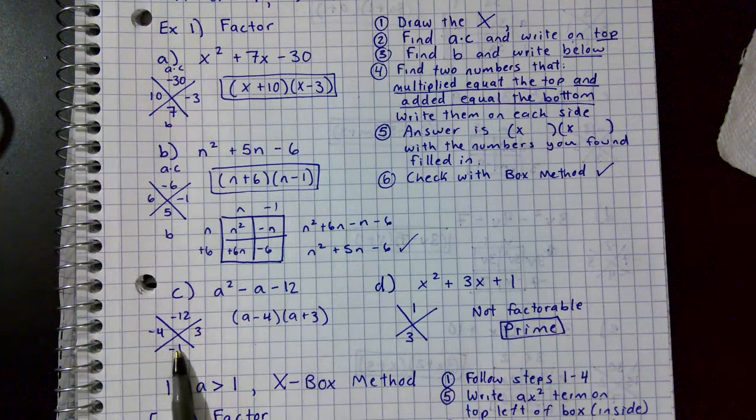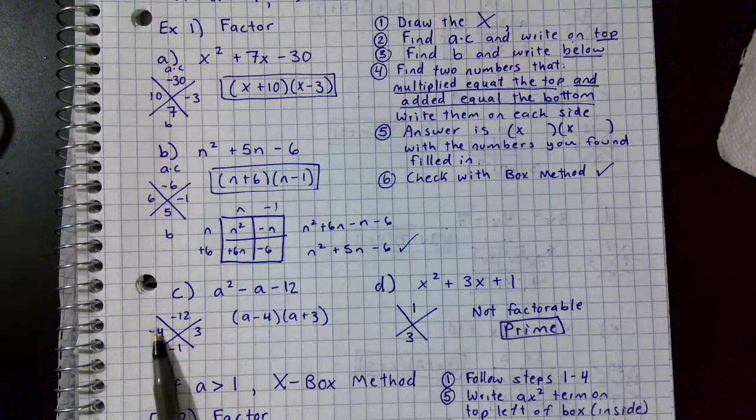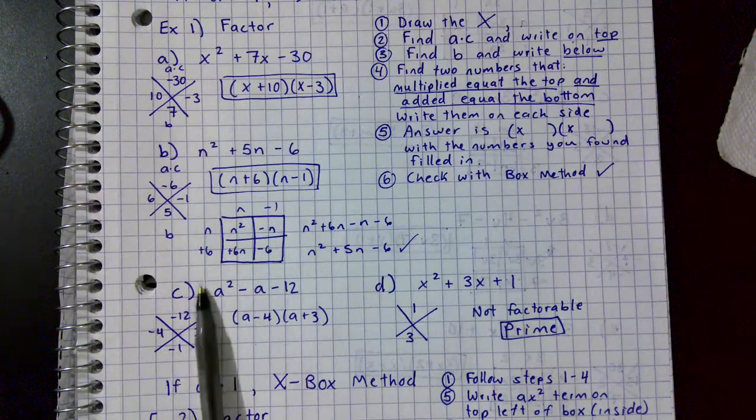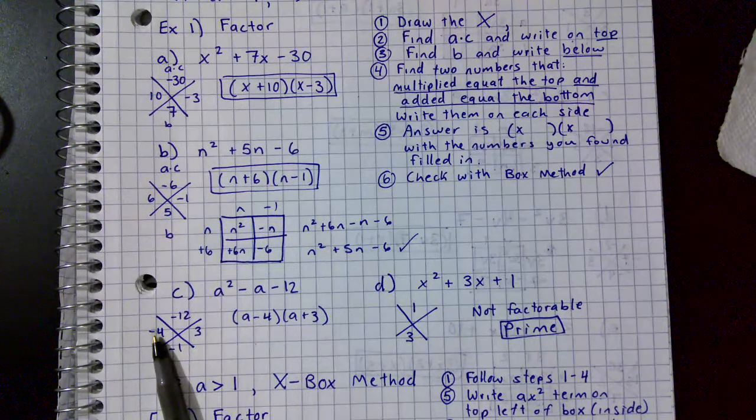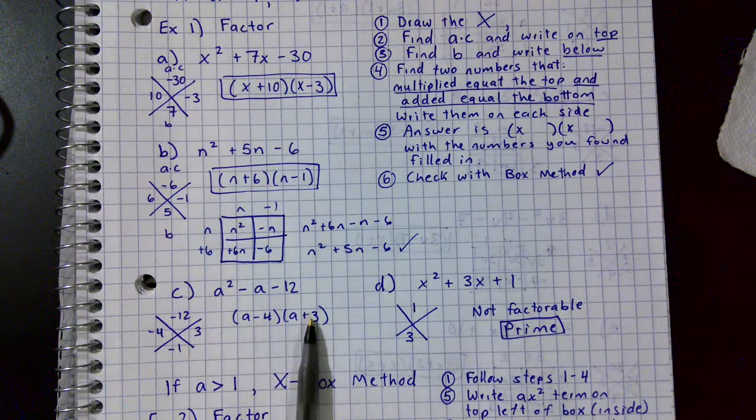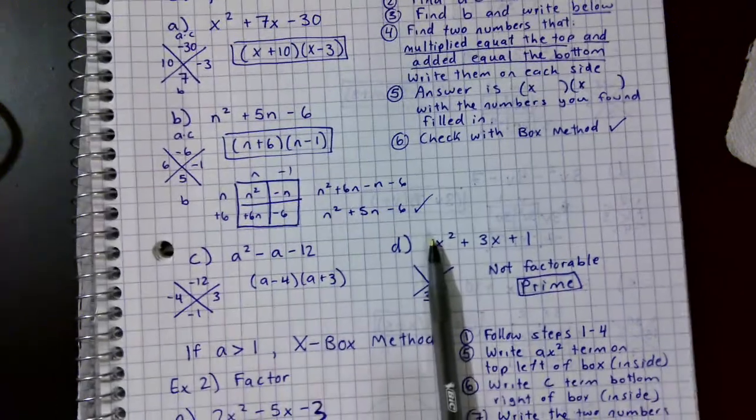If we wanted it to be positive 1, then the 3 would have been negative, so that would be 4 minus 3. And that's it. Since a is 1, in other words, the coefficient is 1, we just put our two numbers, negative 4 and 3, in the factor form.